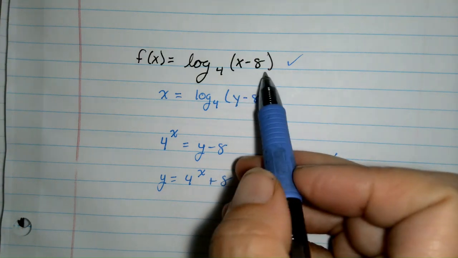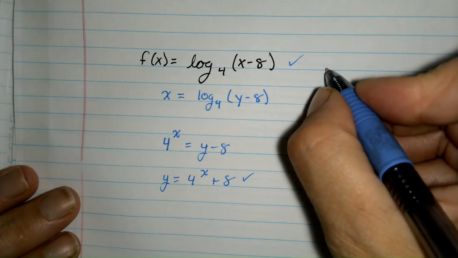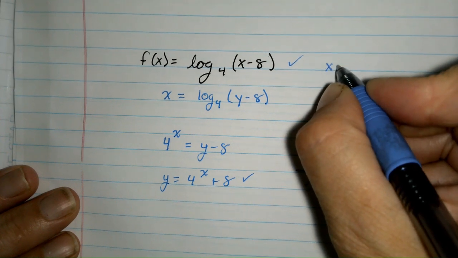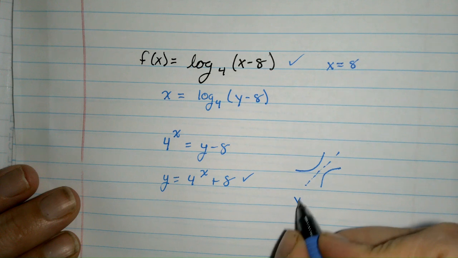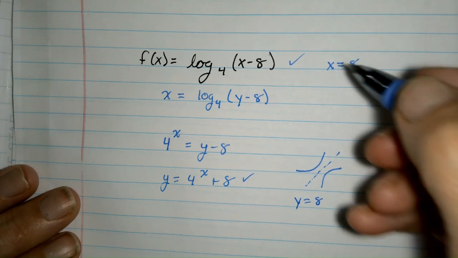This one has been moved to the right 8. So this one has a vertical asymptote of x equals 8. This one has a horizontal asymptote of y equals 8 because your x becomes y.